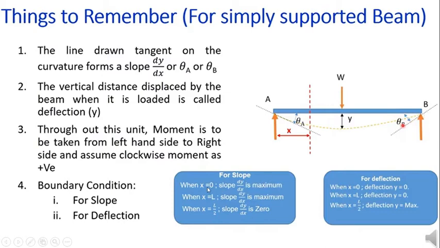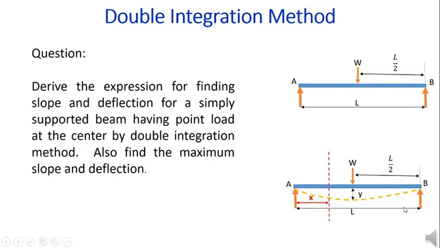The boundary conditions for slope and deflection. For slope, when x is equal to 0, the slope dy by dx is maximum. When x is equal to L, the slope dy by dx is maximum. When x is equal to L by 2, the slope dy by dx is 0. For deflection, when x is equal to 0, deflection y is equal to 0. When x is equal to L, deflection y is equal to 0. When x is equal to L by 2, deflection y is maximum. So, the double integration method.